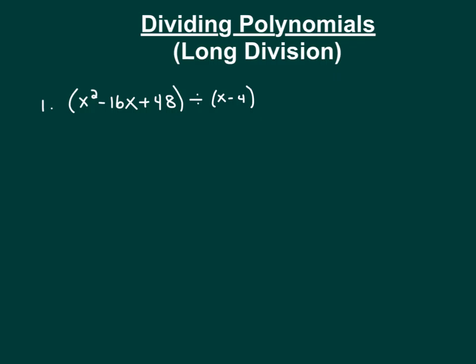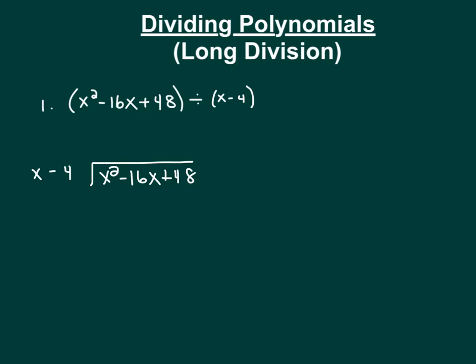Okay, so what we're going to be doing here is dividing polynomials by a method called long division. So we're going to take the x squared minus 16x plus 48, and put that underneath a division bar. And then we're going to take whatever we're dividing by, so the x minus 4, and place that outside our division bar.